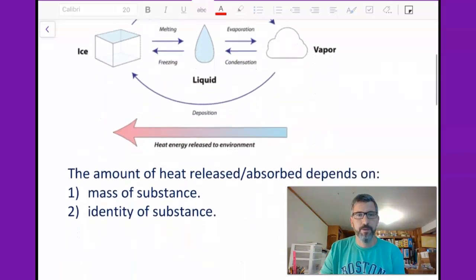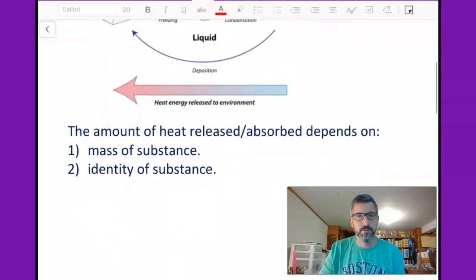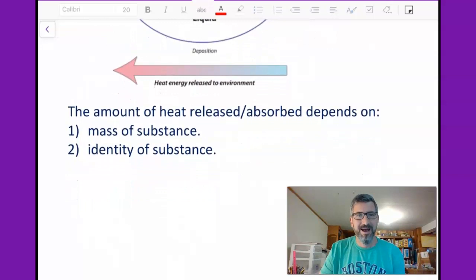Okay, so the amount of heat released or absorbed is going to depend on two things. How big is the sample, the mass of the substance, and then what is it? Some things take more heat per gram, or as the reading talked about, per mole, in order to melt or boil.